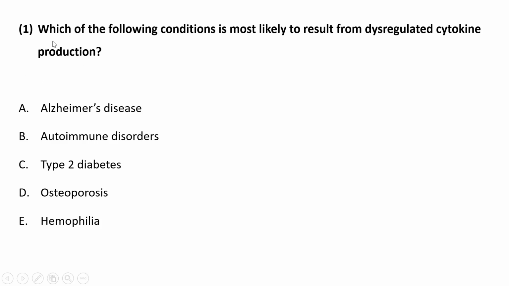The first question is which of the following conditions is most likely to result from dysregulated cytokine production? Like these are the 5 conditions. So, in which condition results from the dysregulation of cytokine production? Would you like to answer for this? Autoimmune diseases? And what about other options?